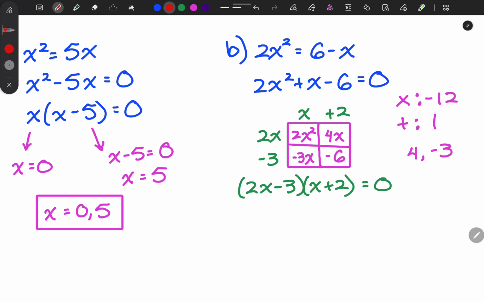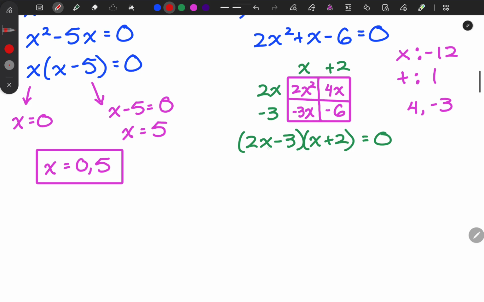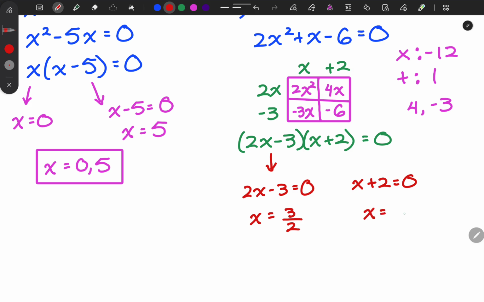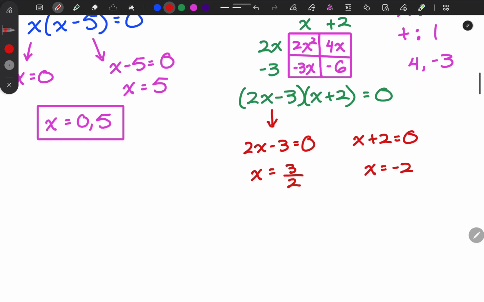Once we've got it factored, it's now pretty easy to find our solutions. We have two cases. Either 2x minus 3 will be equal to 0, in which case x is equal to 3 over 2, or x plus 2 equals 0, in which case x is equal to negative 2. And if we'd like to write those together, x is equal to negative 2, comma 3 over 2.